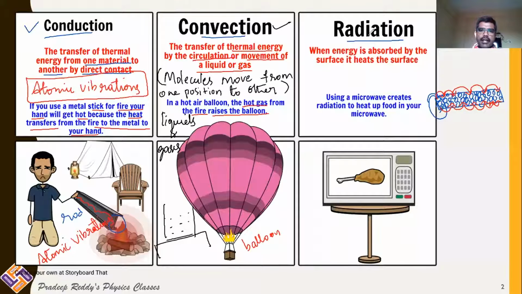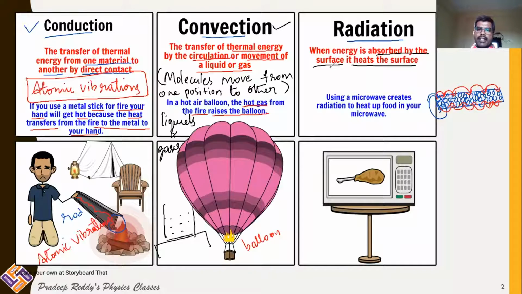And next is radiation. In the case of radiation, the energy is absorbed by the surface. It heats the surface. Like when you are standing in the sun, in outer space, the heat energy incident upon your skin gets absorbed. So your body absorbs heat energy, and as a result, it will be releasing heat energy also. So whenever absorption takes place, release of heat energy also takes place.